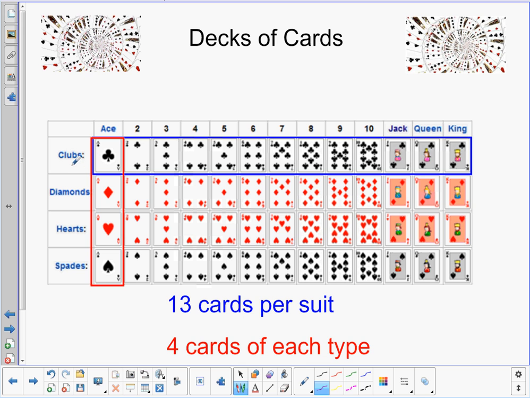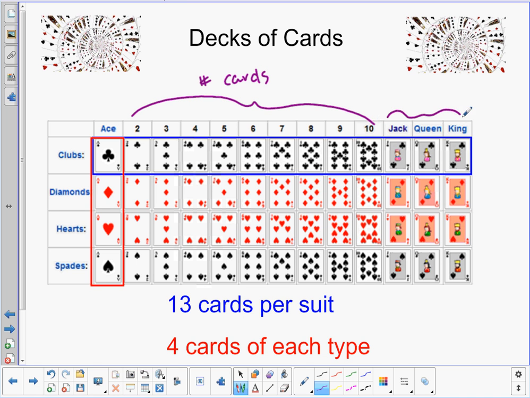A standard deck of cards has 4 suits: clubs, diamonds, hearts, spades. It has all of these numbers: ace, and then 2, 3, 4, 5, 6, 7, 8, 9, 10. It also has Jack, Queen, and King. These ones are considered the numbered cards.